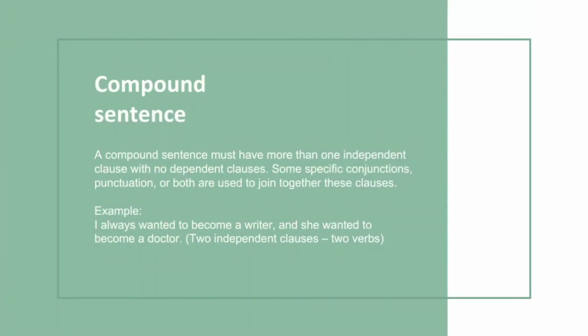The second is compound sentence. A compound sentence must have more than one independent clause with no dependent clauses. Some specific conjunction, punctuation, or both are used to join together these clauses. For example, I always want to become a writer and she wants to become a doctor. Two independent clauses and two verbs.